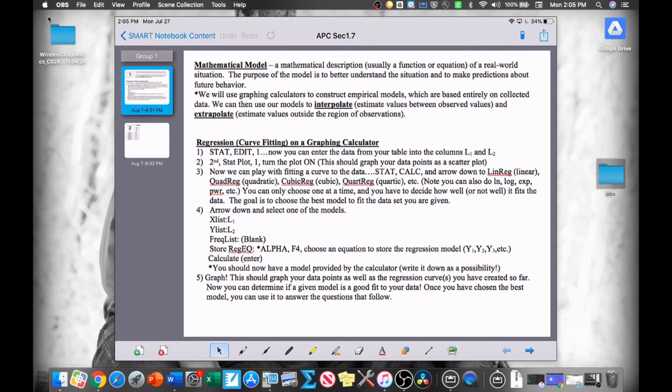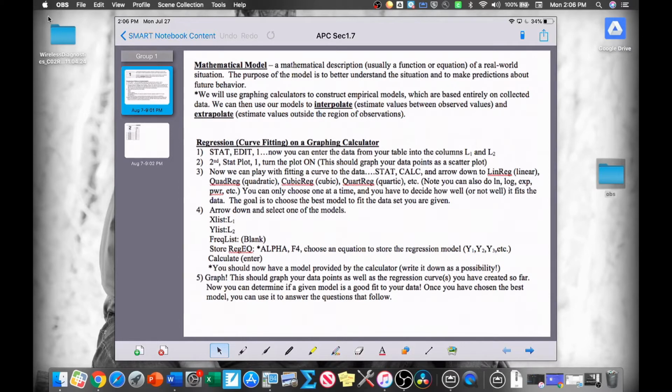It's going to do most of the work for us, but there is a bit of a learning curve as far as how to use the calculator to help us with this process. Once we have the calculator help us create a model, we're going to use those models to either interpolate, which means to estimate values that are between observed data, or to extrapolate, which means to estimate values that are outside our region of observation.